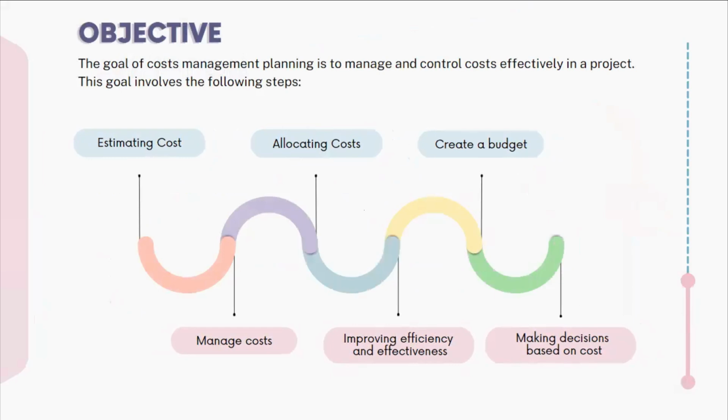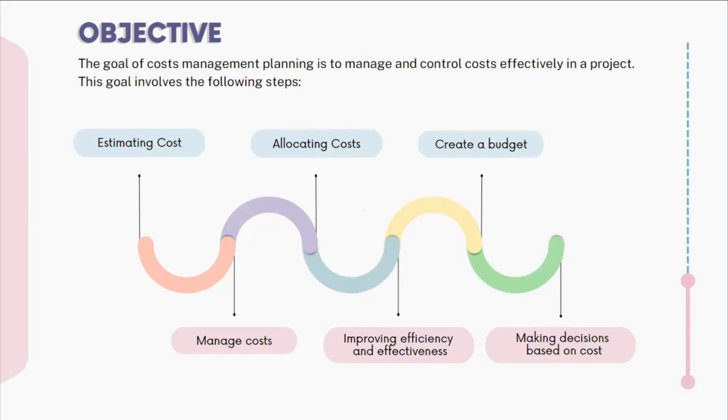The first, estimating costs. This involves identifying all the relevant cost elements such as human resource, material, equipment, and overhead, and estimating the amount needed for each of them. The second, allocating costs. This helps in setting a clear budget for each part of the project and ensuring the necessary resources are available. The third, create a budget.